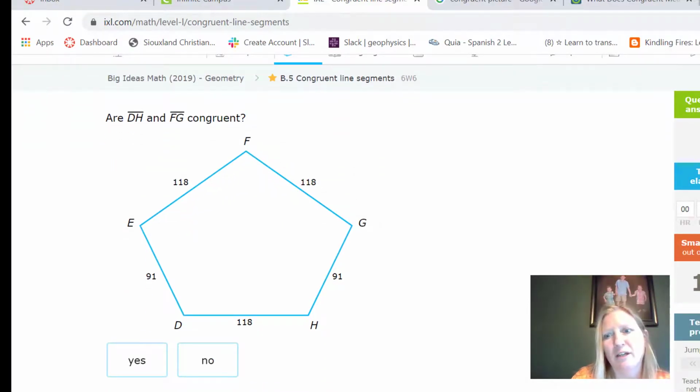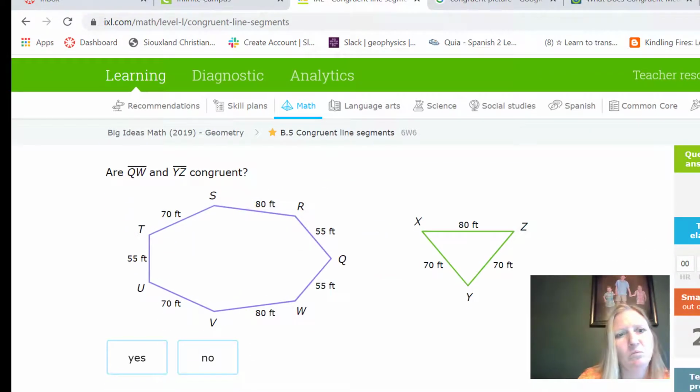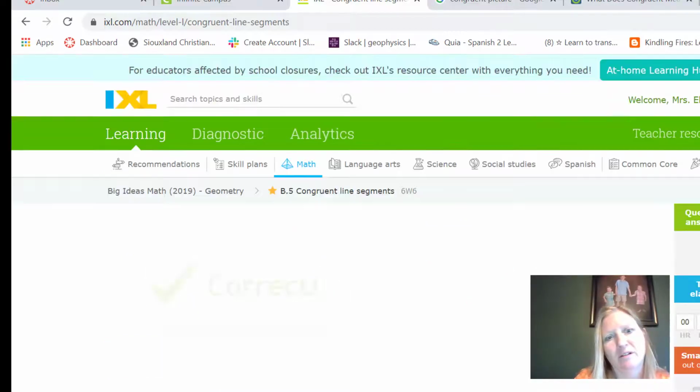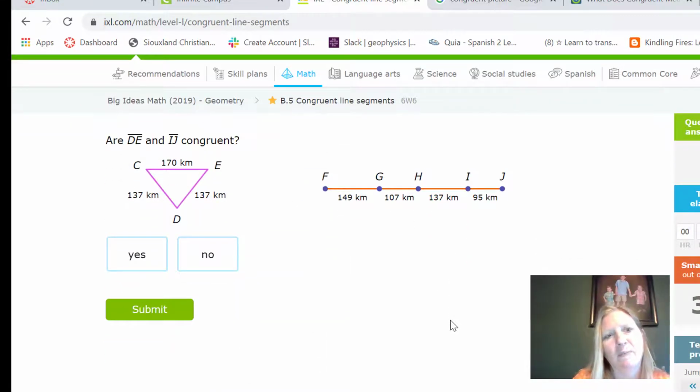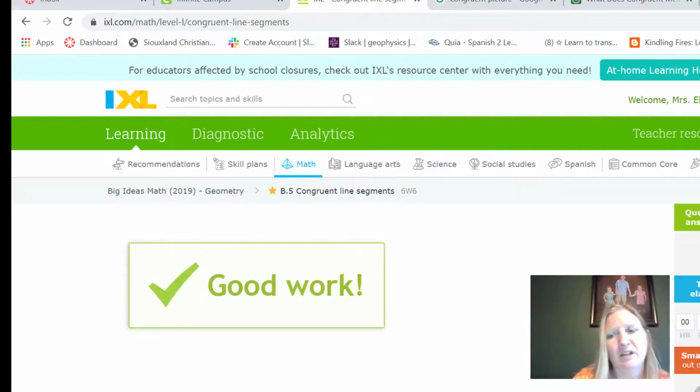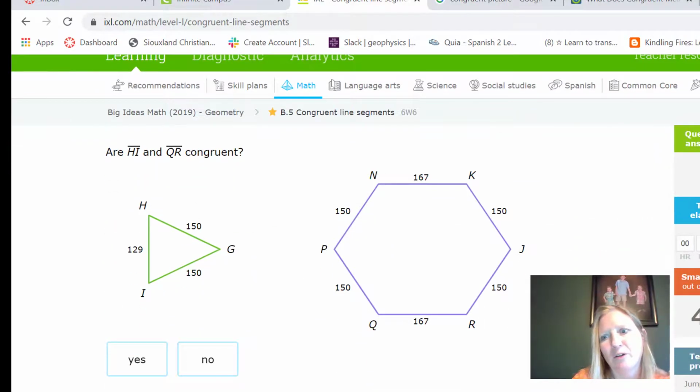All right, so let me jump ahead to try some harder ones here. Okay, how about this one? QW is 55, YZ is 70, so those are not congruent. Okay, let's try this one. DE is 137, and IJ, not congruent. Okay, so I'm going to skip ahead to some harder problems.